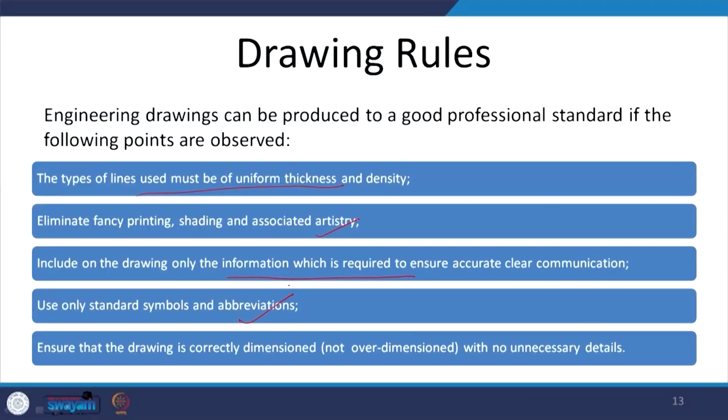So we have to know what those standard abbreviations and standard symbols are, and the same must be used. The next, we have to ensure that the drawing is correctly dimensioned with no unnecessary details. So a drawing is almost meaningless if it does not carry a dimension along. I might make a room, but if I do not know what will be the size of this room, 3 meter by 6 meter or whatever, it will have no meaning. It cannot be constructed. So it always should come along with dimensions and, of course, the scale to read it.